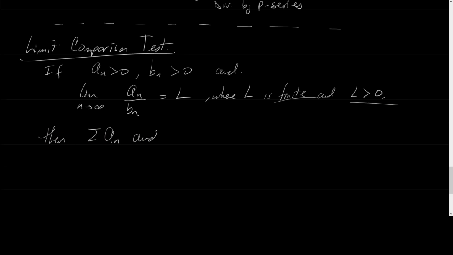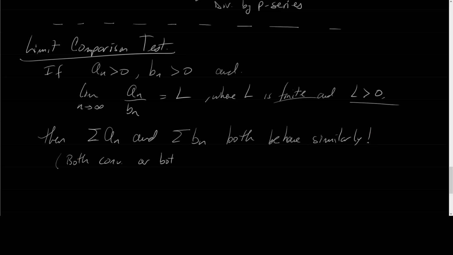the series of a sub n and the series associated with b sub n both behave similarly. What do I mean by that? That means that either both converge or both diverge.